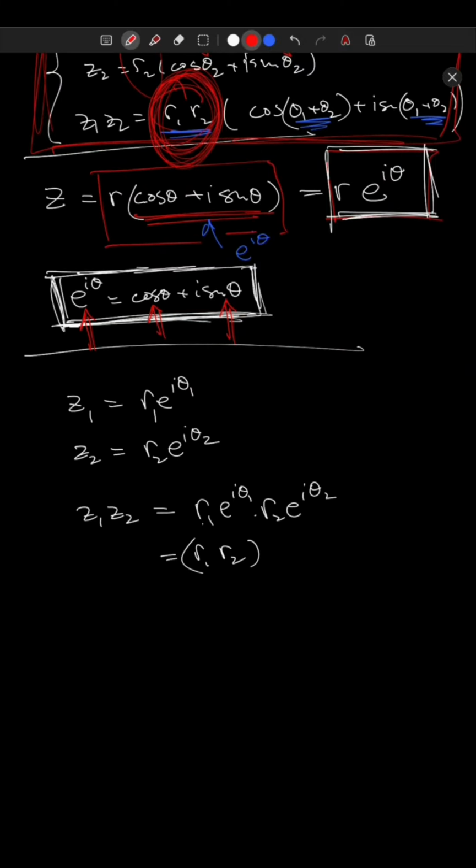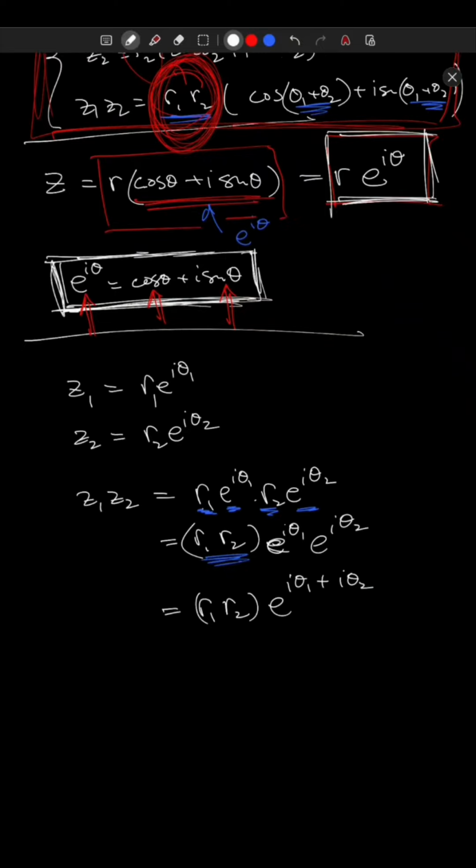So I didn't have to remember, because when I wrote this down, this is literally R1 times e to the I theta 1 times R2 times e to the I theta 2. So of course, it's equal to R1 times R2. And then what about the next one? The e's. This is e to the I theta 1 times e to the I theta 2. But they're both e to the something. So using the properties of powers, this becomes R1 R2 e to the I theta 1 plus I theta 2.